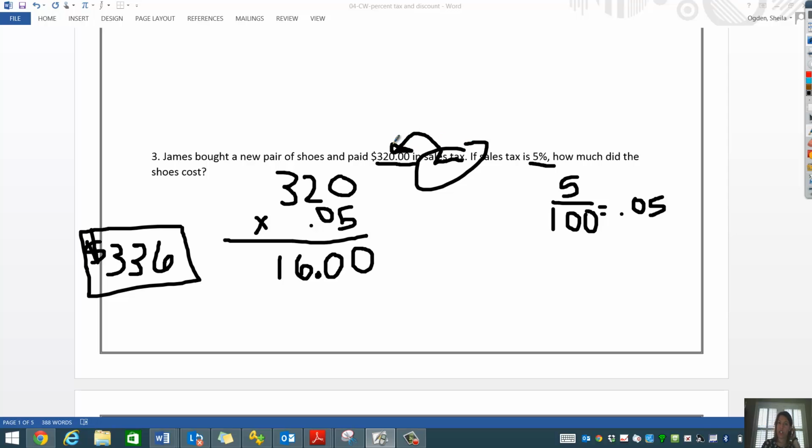Don't forget at the end you've got to add the tax back to the original cost because tax is an additional charge. I'm sorry, that was a burp. So go through and finish this. I'll be walking around and helping. And if any of that was too fast, or if you want to watch it again, please just go back and you can watch it again.